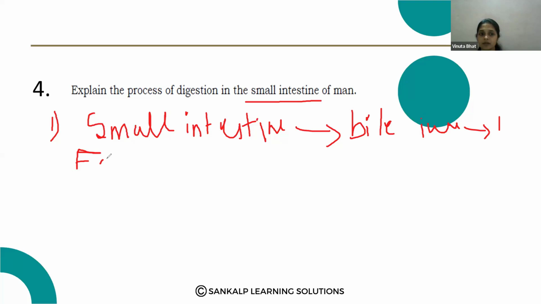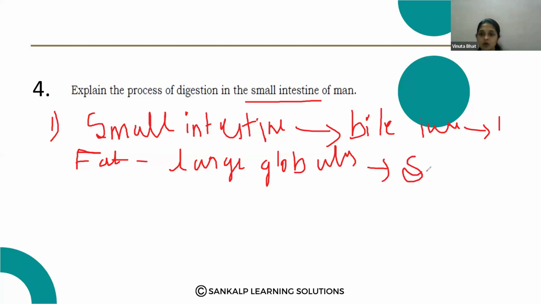fat which is present in the small intestine. It converts the large globules of long chain fat into small globules of fat, which helps in the digestion of the fat. Okay, so that is the first step.